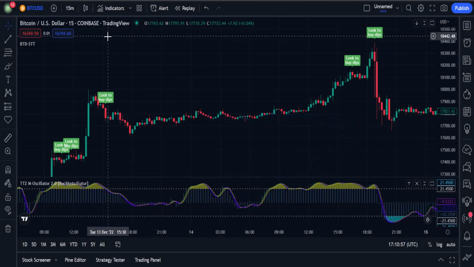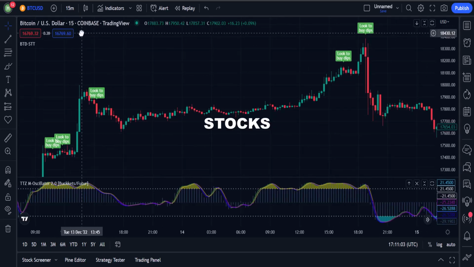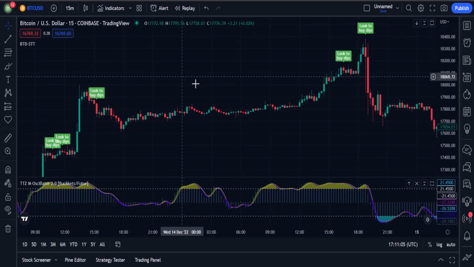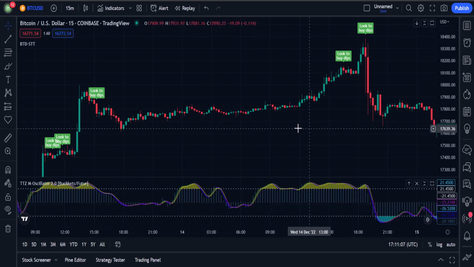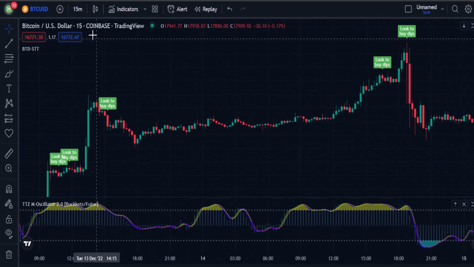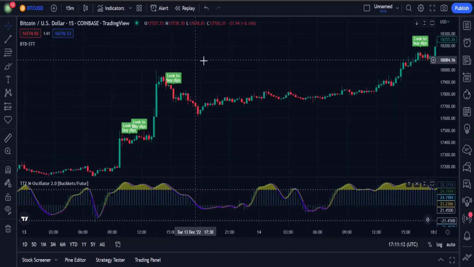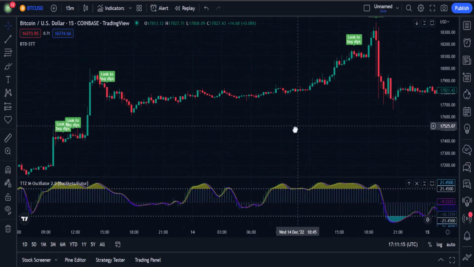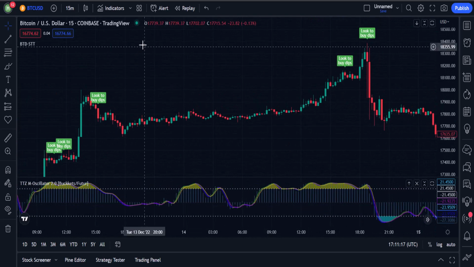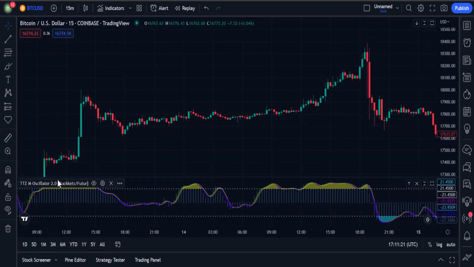So for this trading strategy, we're going to be using two free TradingView indicators. It works with stocks, forex, and crypto, so you can try it on whatever market you trade on. So I'm using a Bitcoin USDT chart on a 15-minute time frame. And this is what your chart is going to look like once you're done with the settings. I'm going to show you guys exactly how to do all of that stuff.